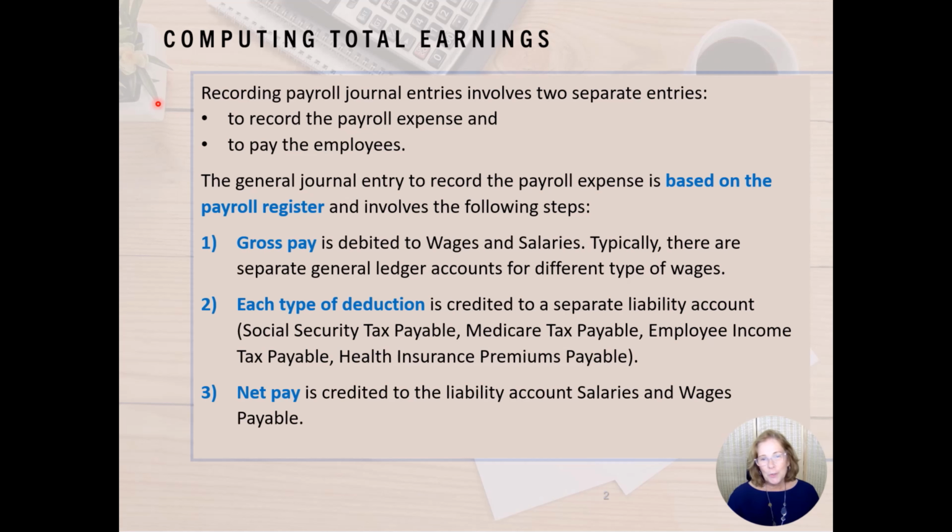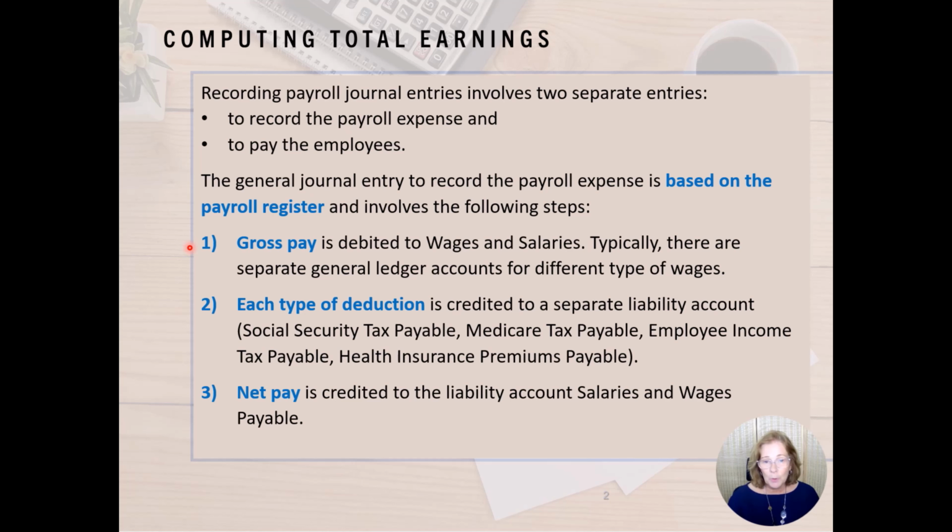Recording payroll journal entries involves two separate entries. One to record the payroll expense from the payroll register, and another entry to record the cash payment to the employees. The general journal entry to record the payroll expense is based on the payroll register and involves the following three steps. Gross pay is debited to wages and salaries.